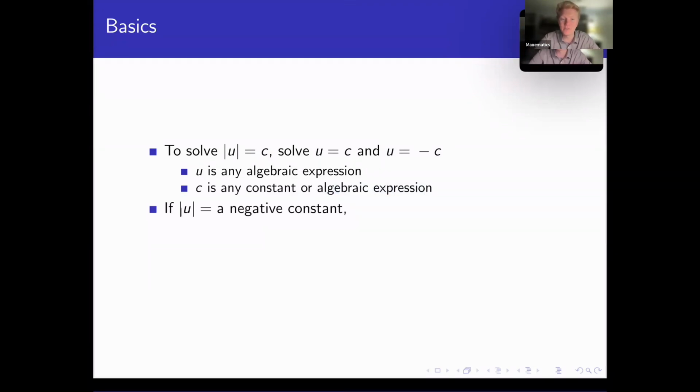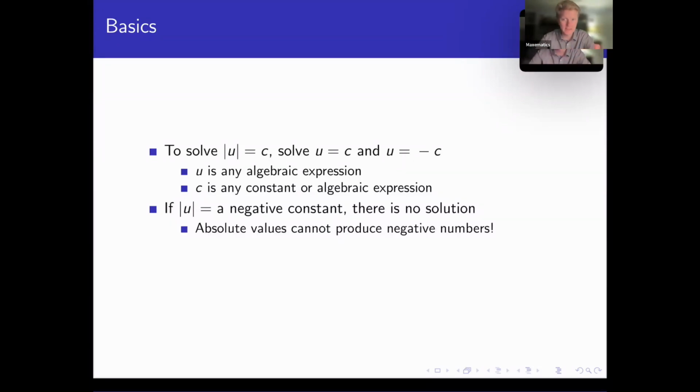If we have absolute value of u equals a negative constant, well, don't forget that absolute value always produces a positive number. Absolute value of 5 is positive 5. Absolute value of negative 5 is also positive 5. So there is no way absolute value of something can be negative. So there is no solution in this very specific case, right? A negative algebraic expression, that's different. A negative constant like negative 3 or negative 6, no. Like I said, absolute values can't produce negative numbers, so that's our only reason.